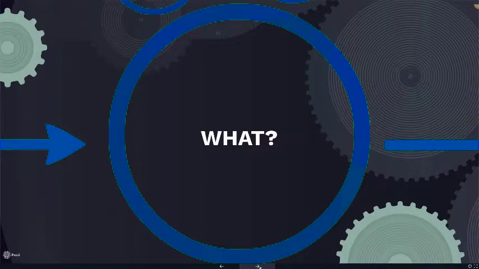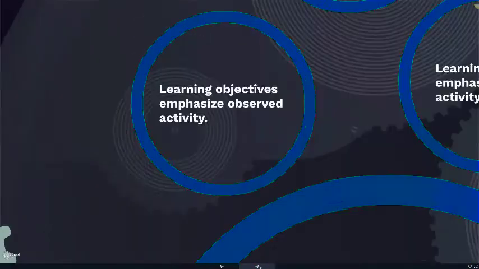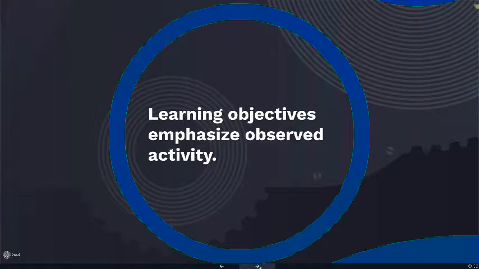So what is a learning objective? How do you go about ensuring that it is a clear objective? Learning objectives emphasize observed activity. The only way you can determine whether or not a student has learned something is to observe some kind of behavior that indicates learning has taken place. This behavior may range from correctly answering multiple choice questions to requiring that the student actually demonstrate a skill.